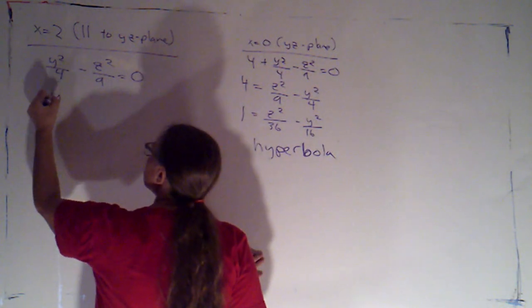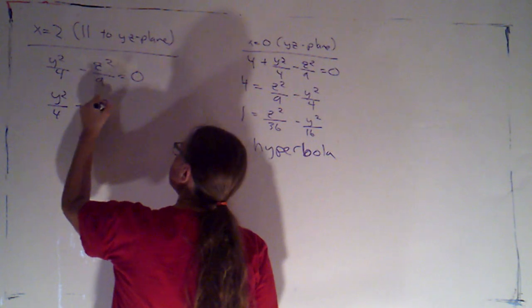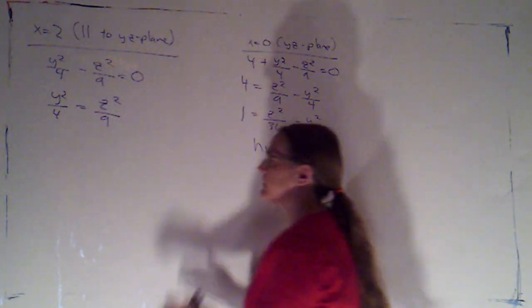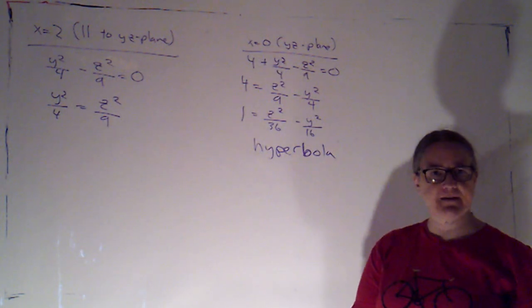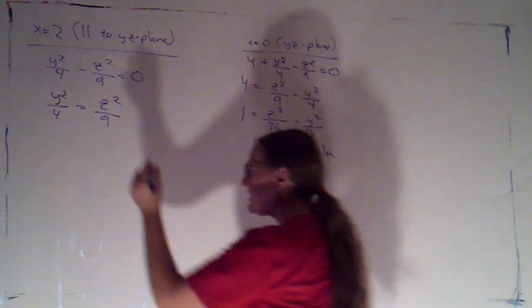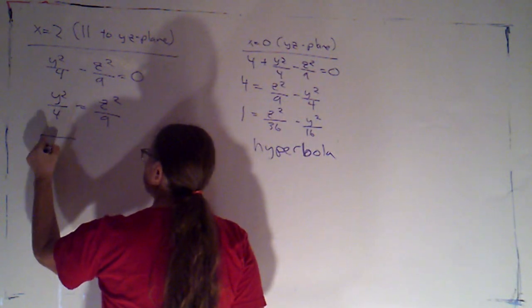Now, I'm going to go ahead and just add over that z squared over 9. So I've got y squared over 4 equals z squared over 9. I'm going to take the square root of both sides.